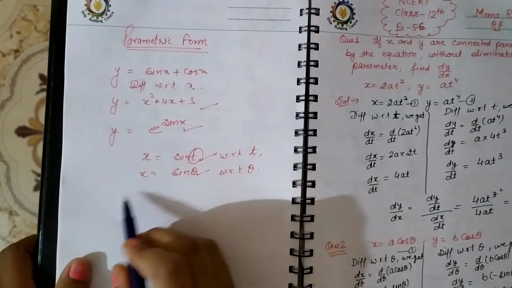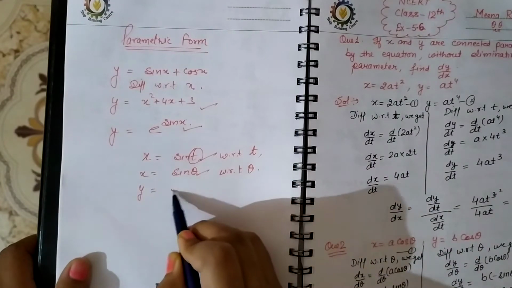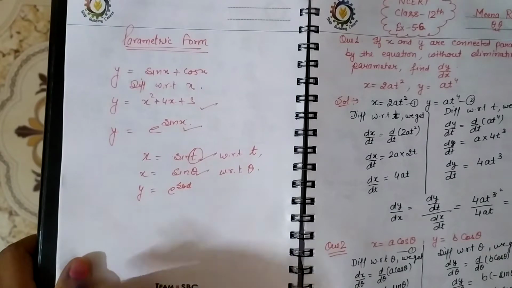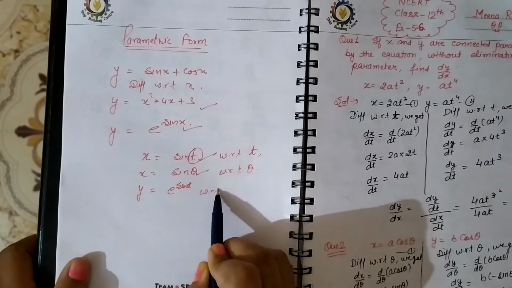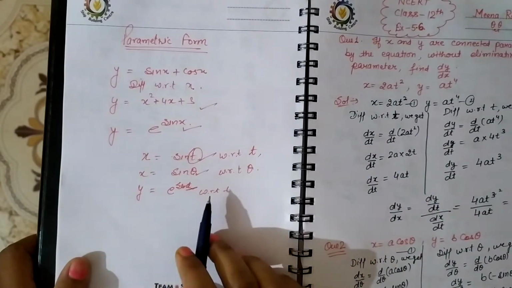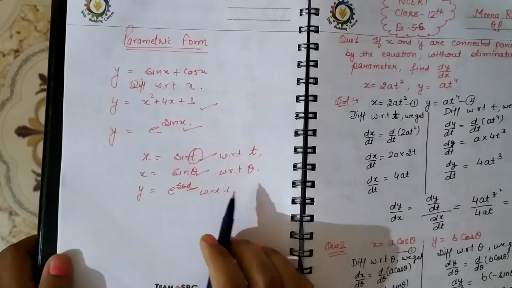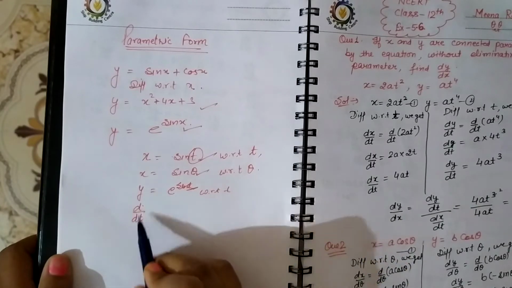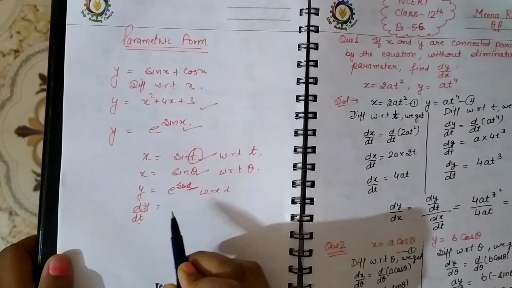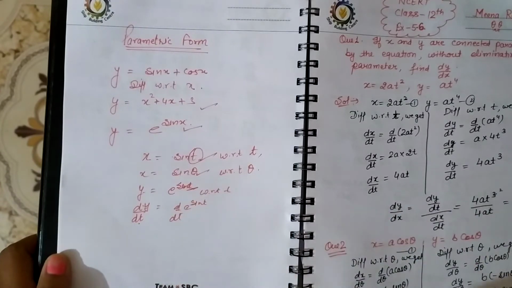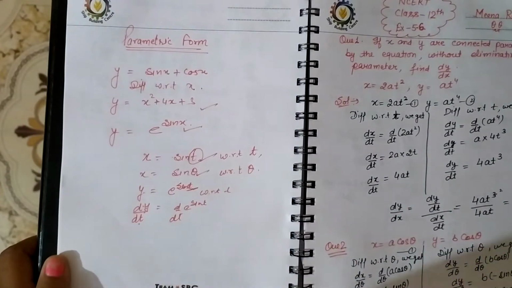So you can also write y is equal to e to power sin t. Then we have to differentiate with respect to t. If we differentiate with respect to t, it becomes d by dt of y, then d by dt of e raised to power sin t. So these are the parametric form.